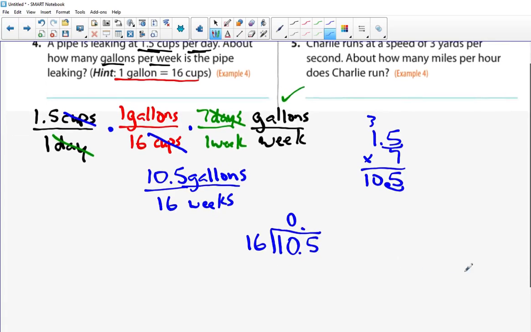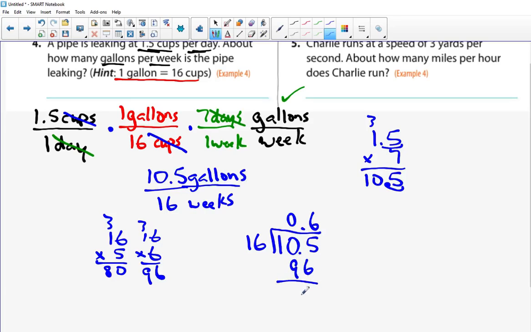I don't know, let's say 5? What's 16 times 5? That's 80, right? So that's not enough. I can probably get another 16. So what about 16 times 6? That's 96. I don't think I could get another 16 in there. So that's 6. This would be 9 left over.